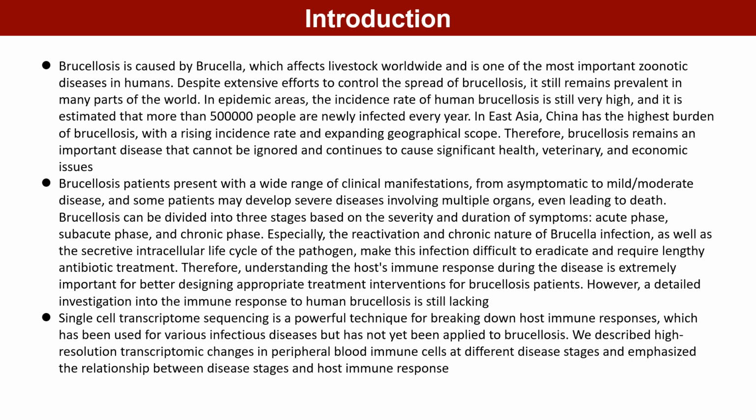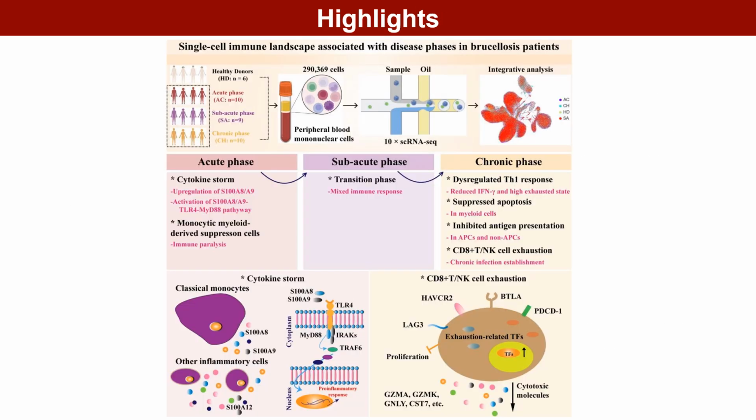A detailed investigation into the immune response of human brucellosis is still lacking. Single-cell transcriptome sequencing is a powerful technique for breaking down host immune responses, which has been used for various infectious diseases but has not yet been applied to brucellosis. We described high-resolution transcriptomic changes in peripheral blood immune cells at different disease stages and emphasized the relationship between disease stages and host immune response.